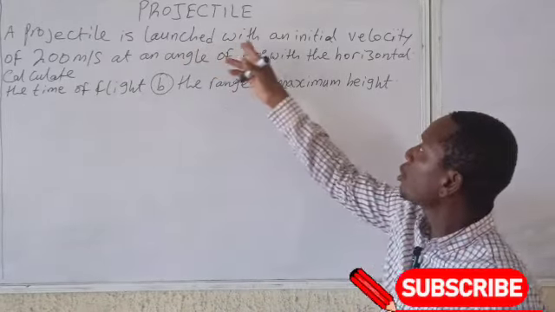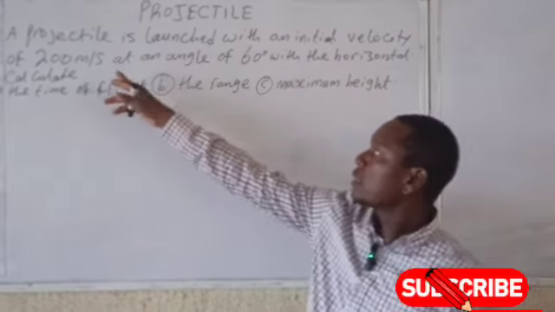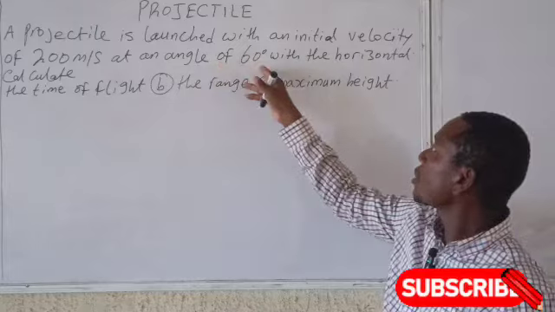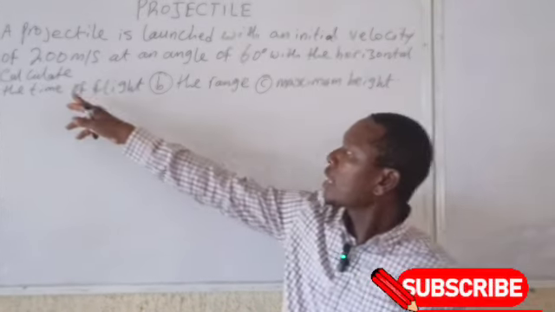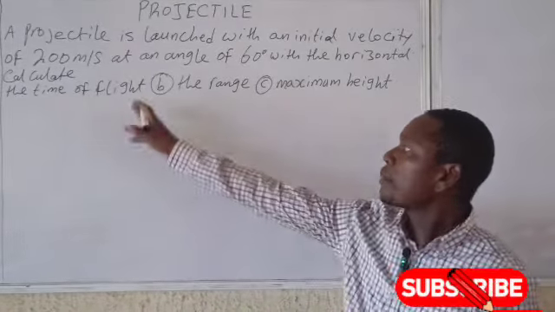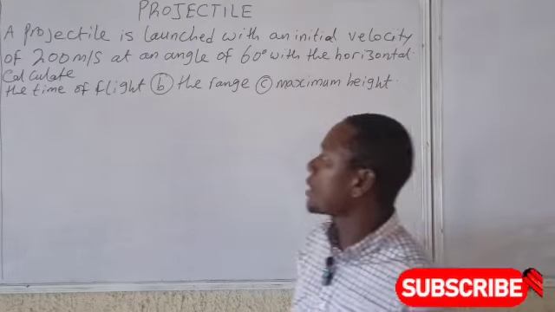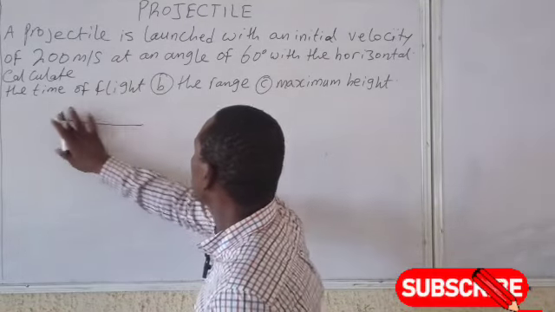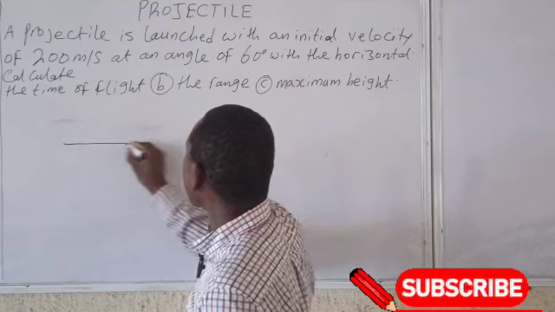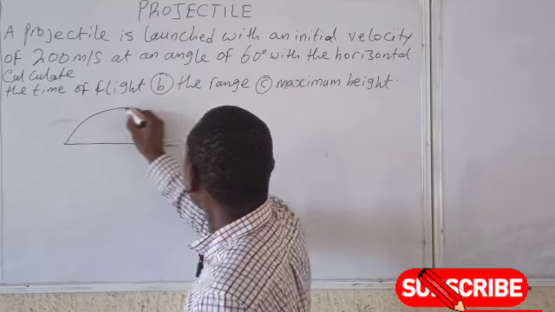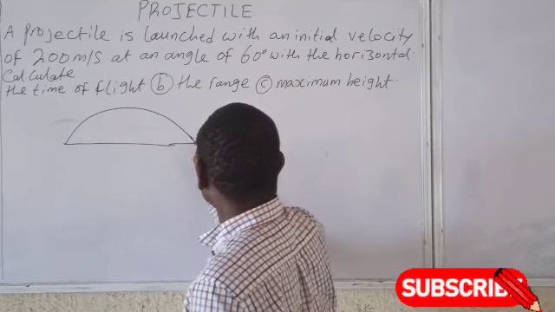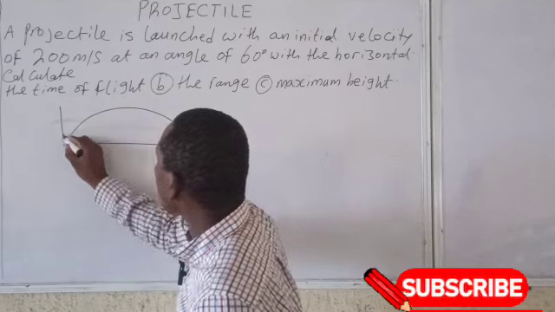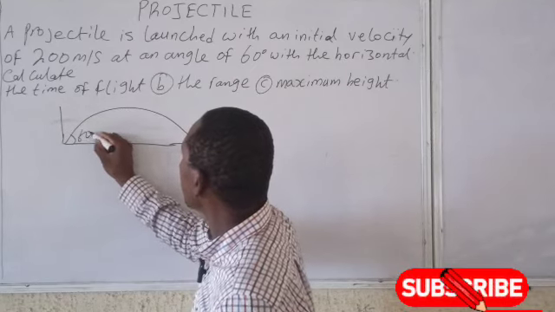A projectile is launched with an initial velocity of this at an angle of 60 degrees with the horizontal. Calculate the time of flight, the range, and the maximum height. All right. If I am to draw the projectile, I just draw a line like this and take it like this. Here is 60.